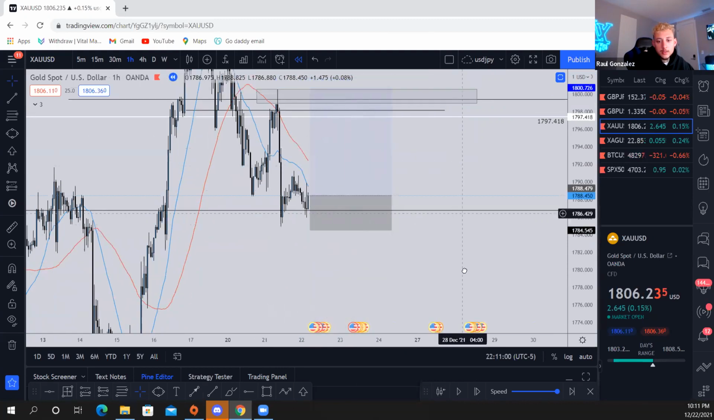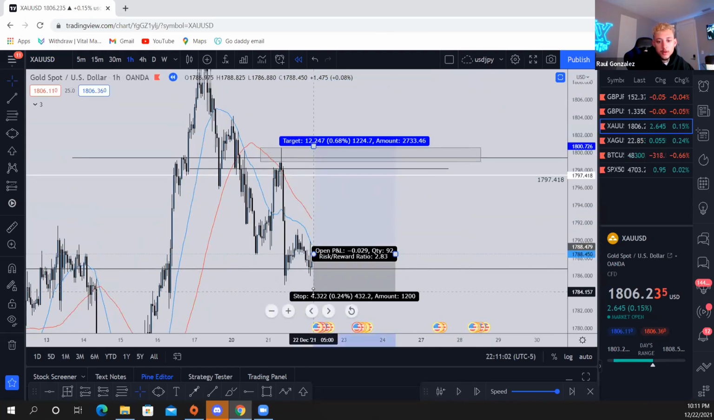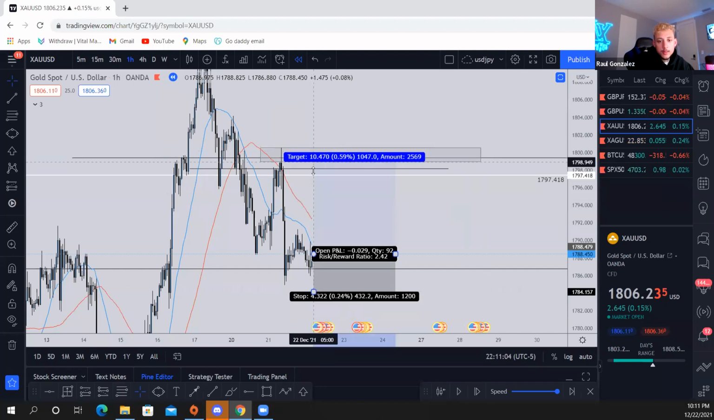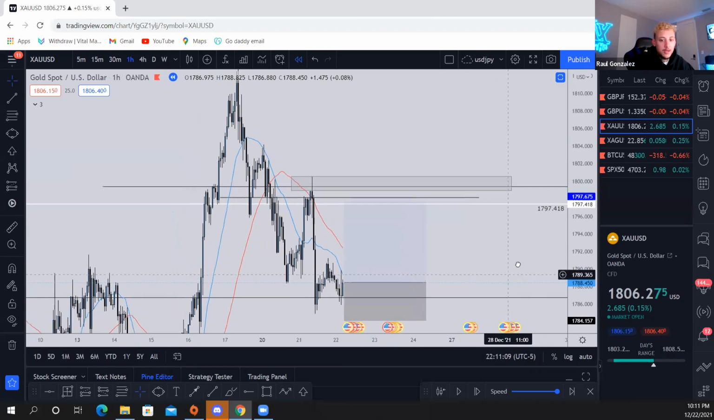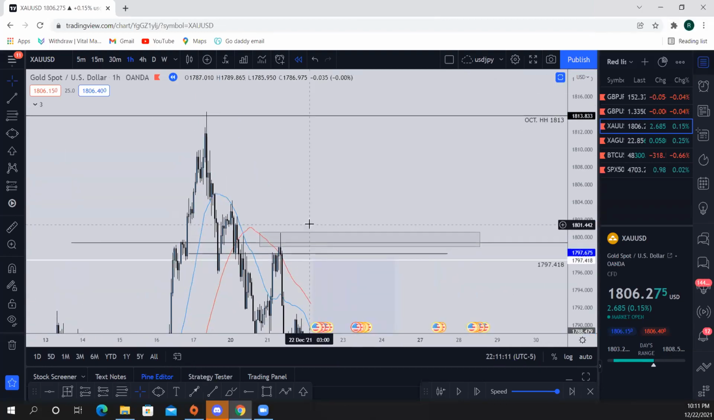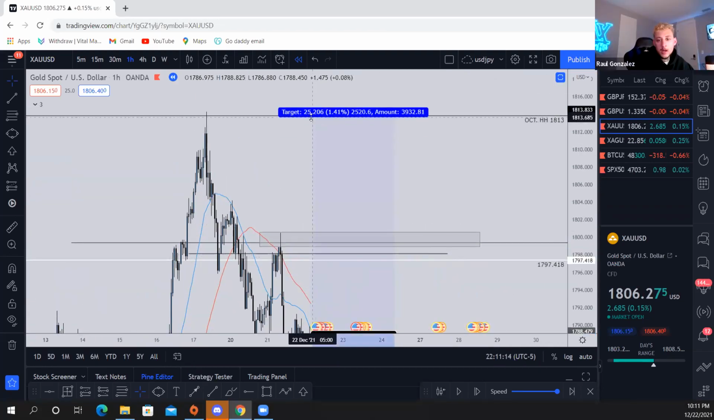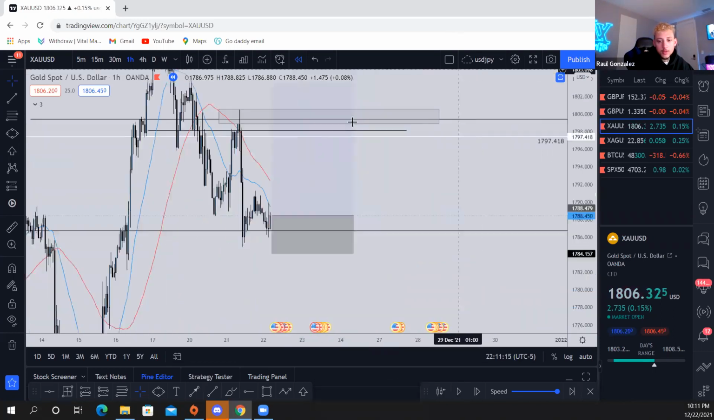How many pips is that? Let's do a little bit bigger. 40 pips. Let's see what this would have been. So this would have given you just about 2 times your risk, which is fine. But then essentially my main target would be the high originally, which would be up here.